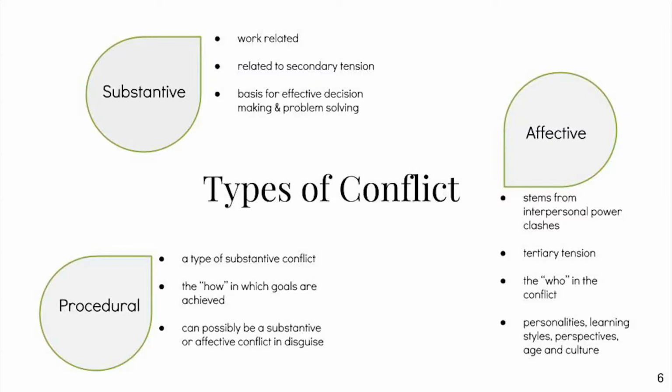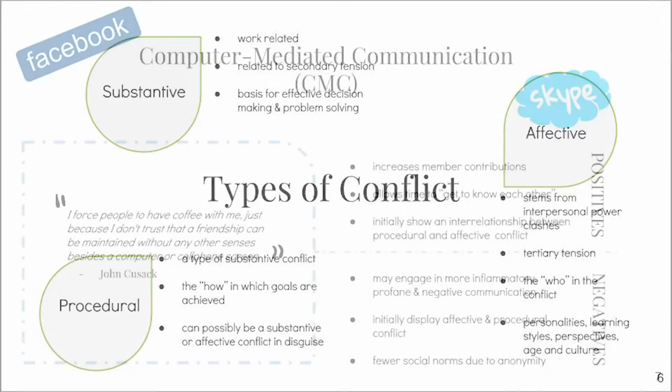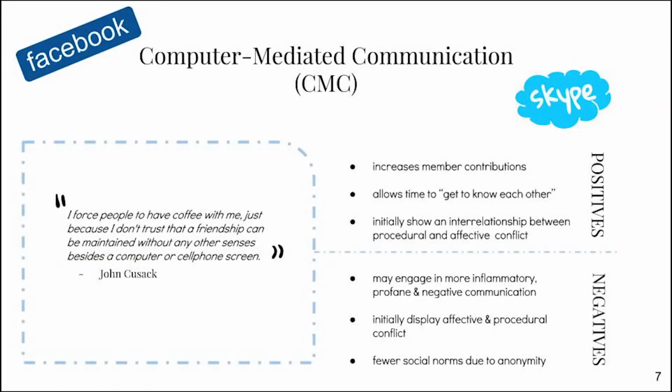Affective conflict, on the other hand, tends to do more with people and personal feelings that are completely unrelated to the group task. It represents the who in the conflict and generally is very detrimental to the progression and the productivity of any group. Procedural conflicts, just like the word suggests, are conflicts based on how the group is functioning. These are usually disagreements like whether the group should make a decision based off consensus or vote.